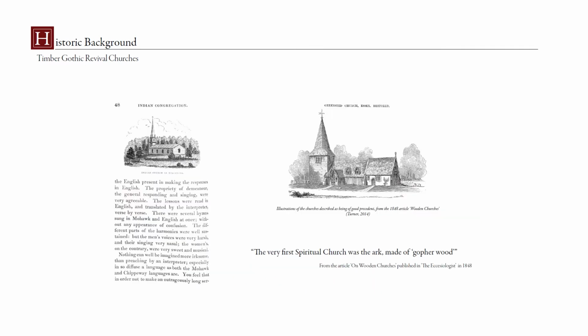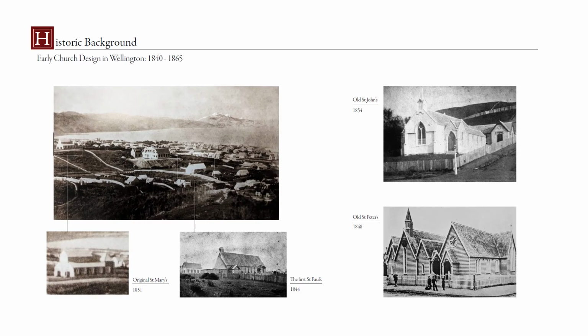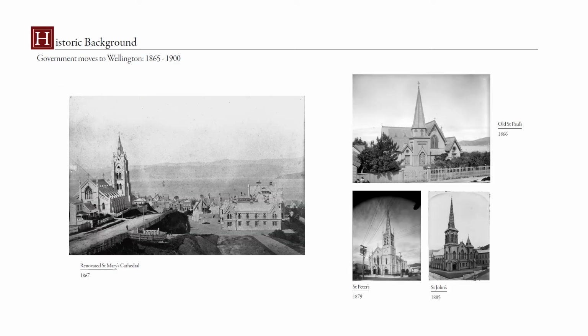However, perhaps realizing the inevitability of these structures, a few years later the material was venerated for its use in construction of churches, citing the very first spiritual church, that the ark was made of gopher wood. And so this leads on to churches built in Wellington in 1840, and so these were simple timber structures and predominantly Gothic. And so this continued until 1865, when the government moved to Wellington. This brought more money and more people for larger churches, and so these were still built in timber, as no good quality stone could still be found.